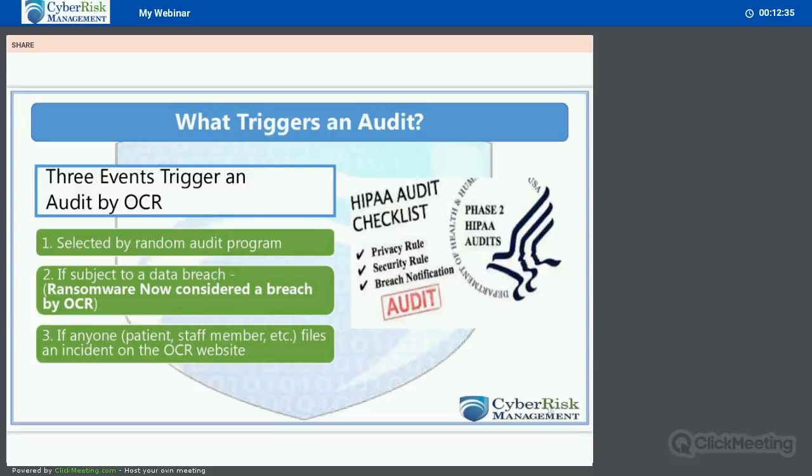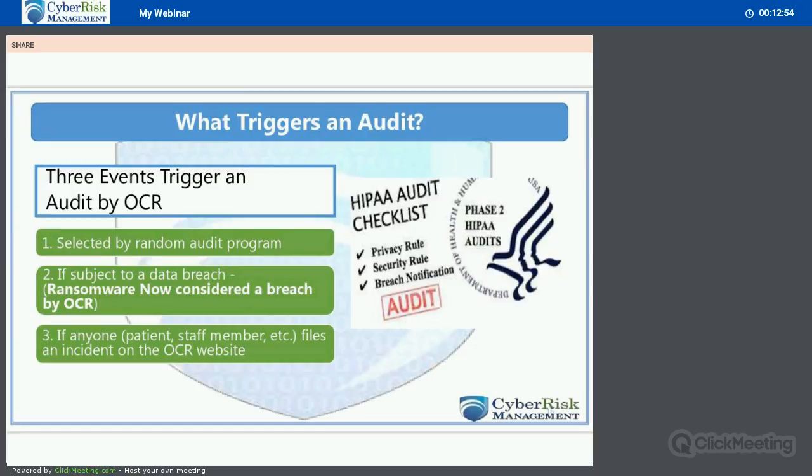So what triggers an audit? Audits can be triggered in three ways. So the first one is you've got a random audit through the program. Those happen. If they do, they're going to come in and look at your systems, and you need to make sure that you have your documentation in place.